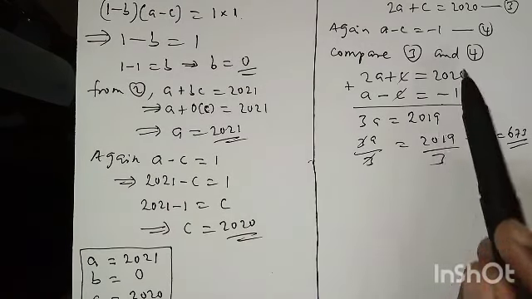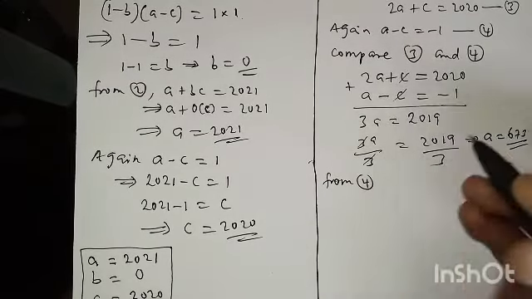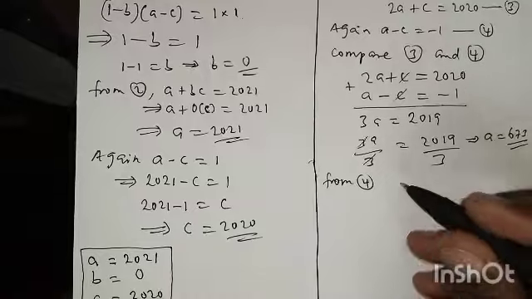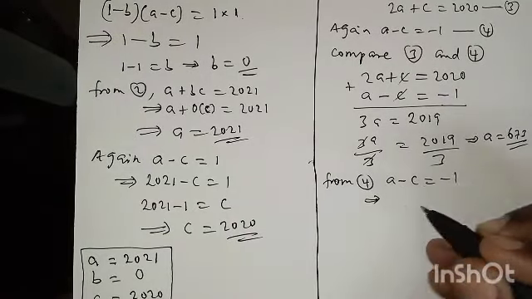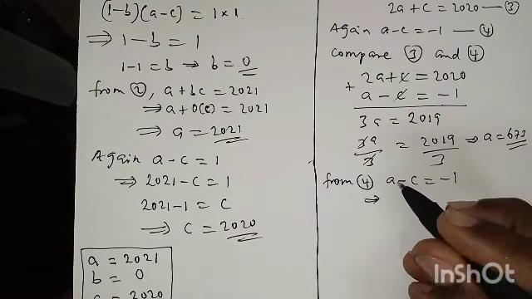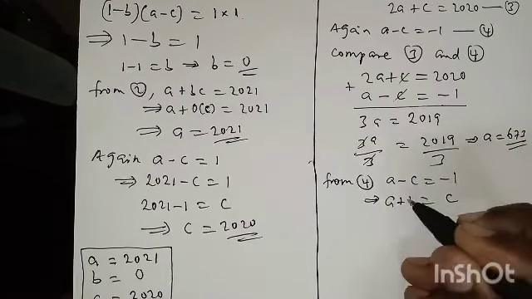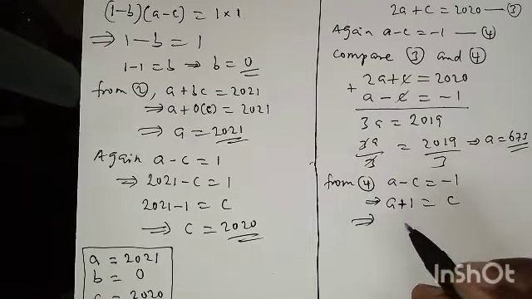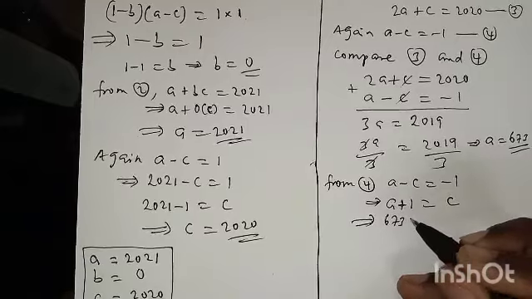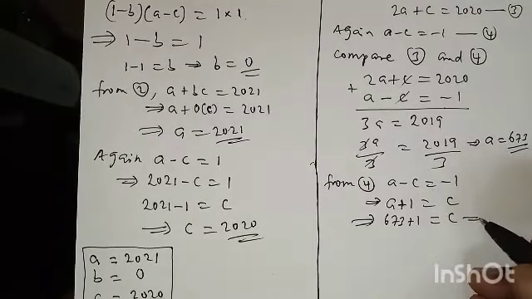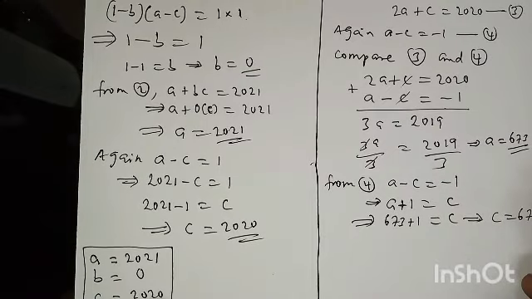Now from equation number 4, we know that a minus c equals minus 1. So we have a minus c equals minus 1. This means take c to the other side, minus 1 to this side, so we have a plus 1 equals c. So this implies that a, which is 673, plus 1 equals c, which means our c is 673 plus 1, which is 674.